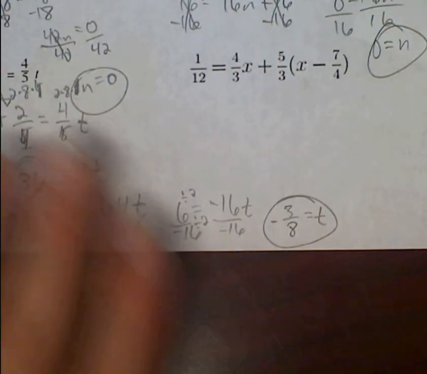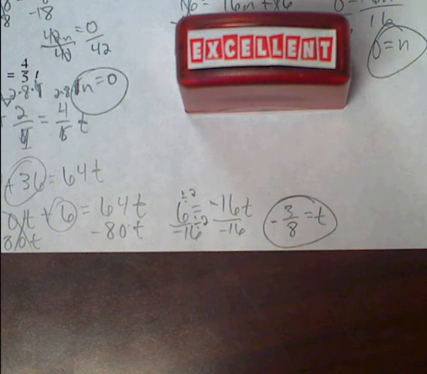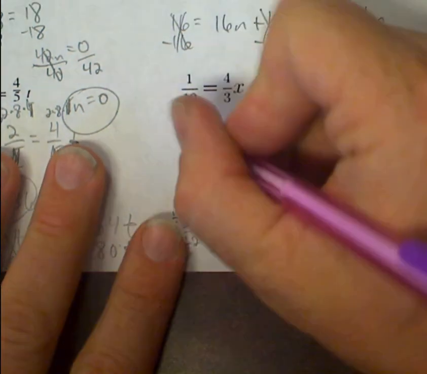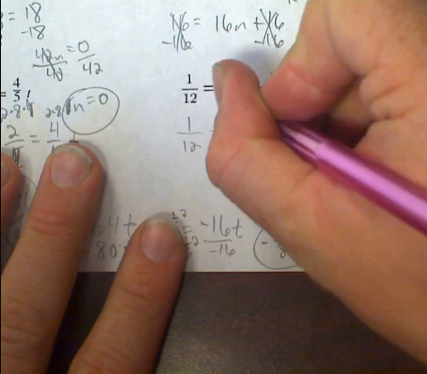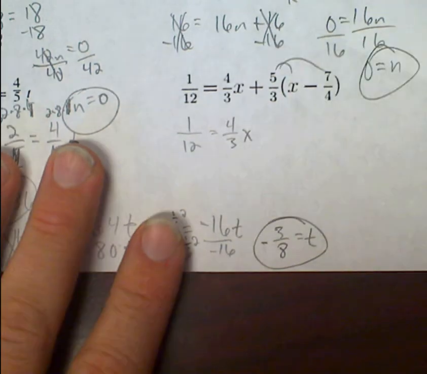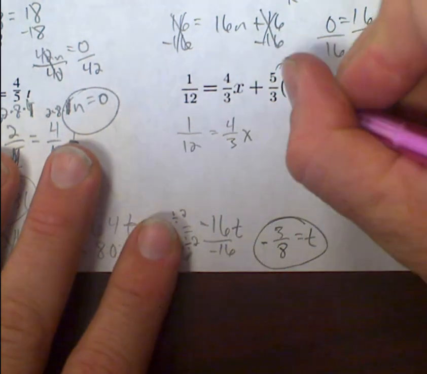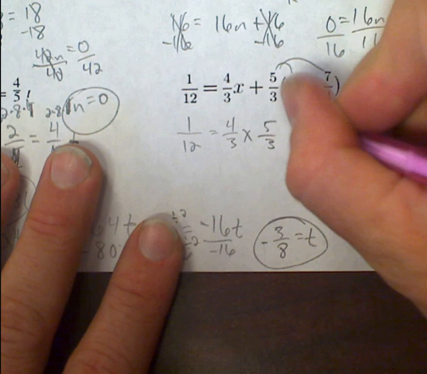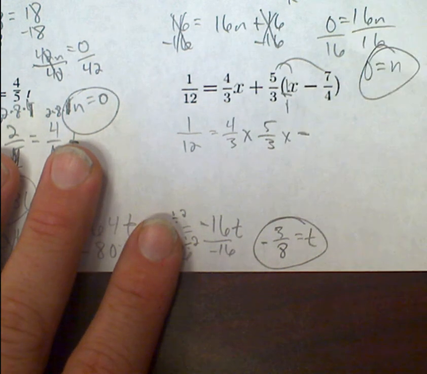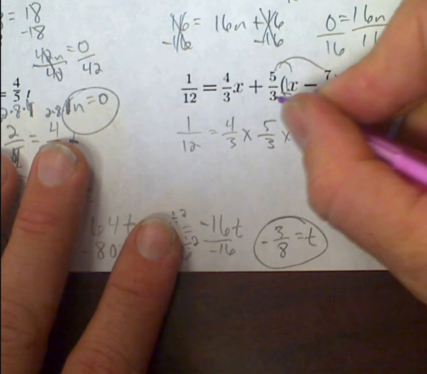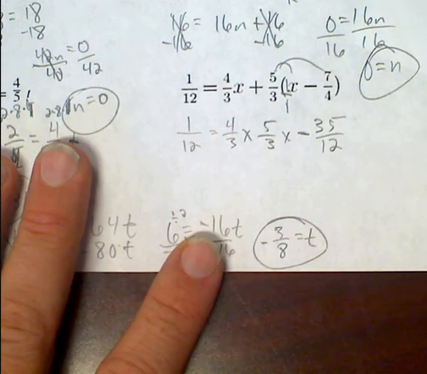The next one, last one, go ahead and pause the video and try. Here we go. I get 1 over 12 equals 4 over 3x. Distribute the 5 over 3. This is 1 over 1, so that would be 5 over 3x minus 5 times 7 is 35. 3 times 4 is 12.